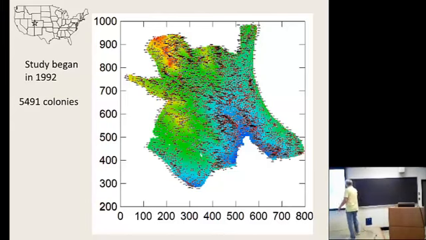This is a map of the study site, which, this is in meters, and so it's about an 800 by 800 meter area. The colonies are given as these dots here. So there's a lot of colonies. At any one time, there are something on the order of 1,000 to 1,500 colonies. About 1,200 colonies alive at any one time.